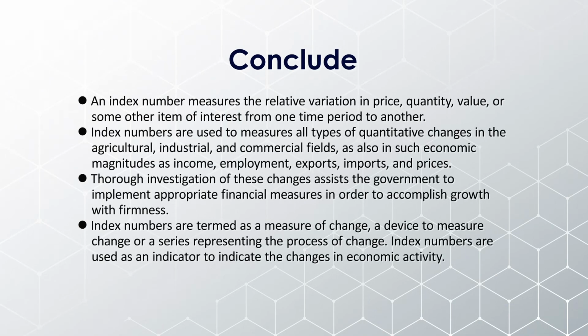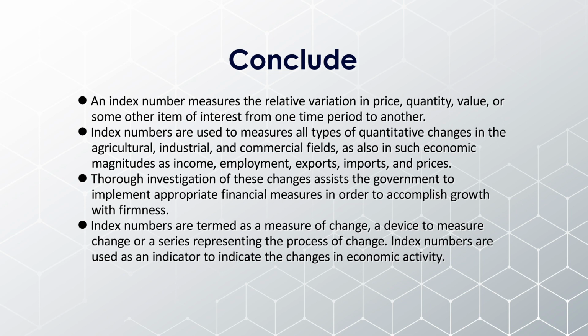So index number measures the relative variance in prices, quantity, value or some other items of interest from one period to another period. This we have already discussed. And index numbers are used to measure all types of quantitative changes in the agriculture, industrial and commercial fields, as also in such economic magnitudes as income, employment, exports, imports and prices. And through investigation of these changes, they assist the government to implement appropriate financial measures in order to accomplish growth with firmness.